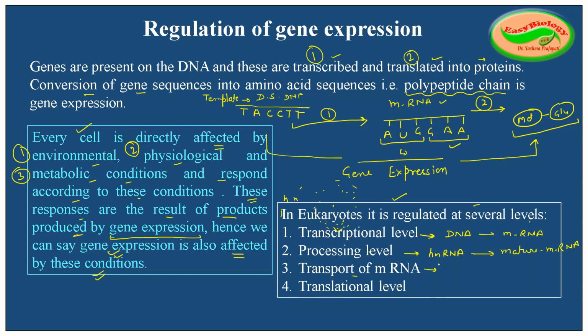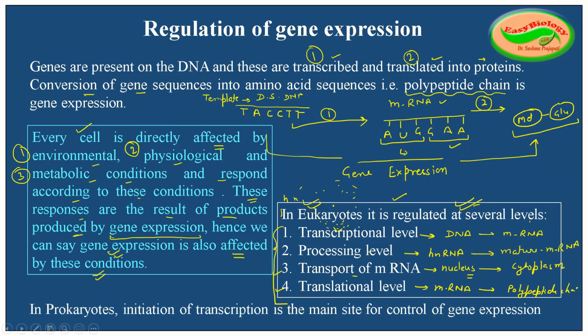Third is the transport of messenger RNA. As we know, the messenger RNA is synthesized in the nucleus and it is transported into the cytoplasm for translation. So the third control is at the transport level. Then the fourth one is the translational level, where the messenger RNA is converted into the polypeptide chain. So these are the several levels in eukaryotes where gene expression is regulated.